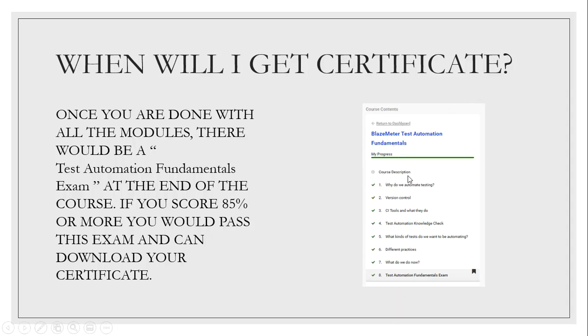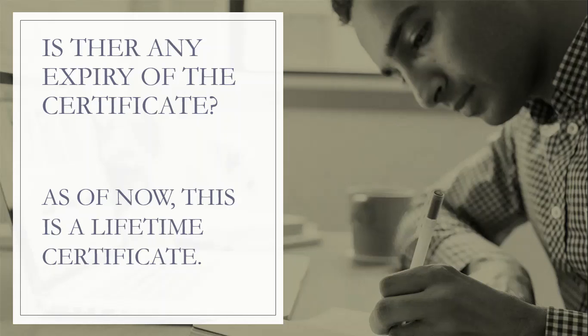which is the BLAZEMETER test automation fundamentals course description, and these check marks show that I have already covered or gone through these modules. This is the final exam, which also has a green check mark. That means I appeared in this exam and was able to successfully pass it.